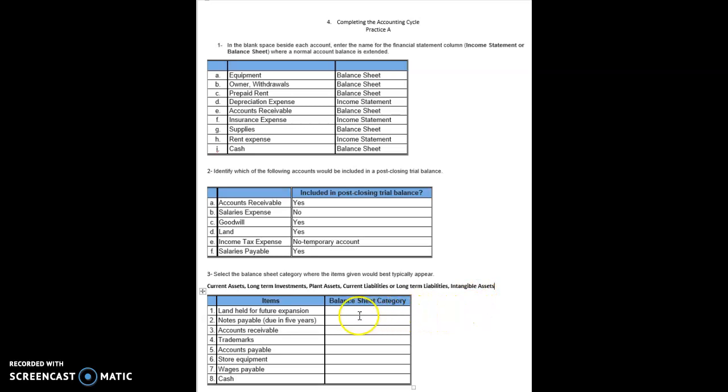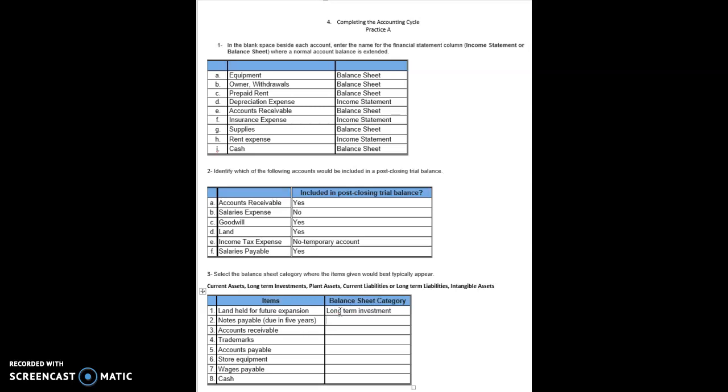All right, so let's look at these. So we have land held for future expansion. So we have land, which is an asset. It's going to be held for a long period of time, and it's being held for future expansion. So that's the key word here. And that one's actually going to be a long-term investment.